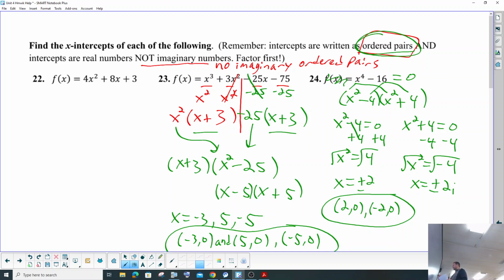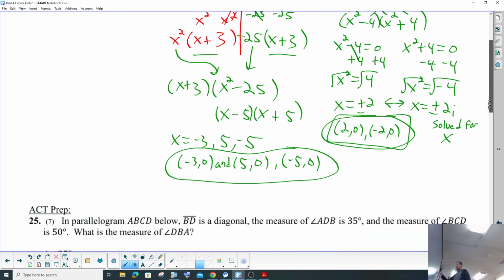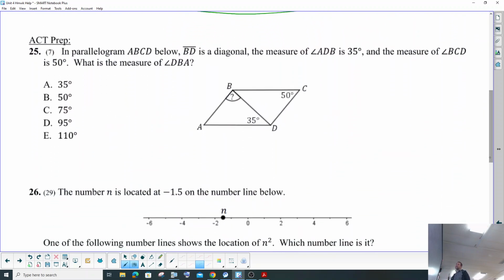But then these two right here, what would those be? So intercepts are written as ordered pairs, and intercepts are real numbers, not imaginary. Yeah. So I mean, these are still considered solving. Like that's our, we solve for x. And so what did you get when you solve for x? You probably list all that, but then the final answer would just be the x-intercepts, right? Cool. Okay.